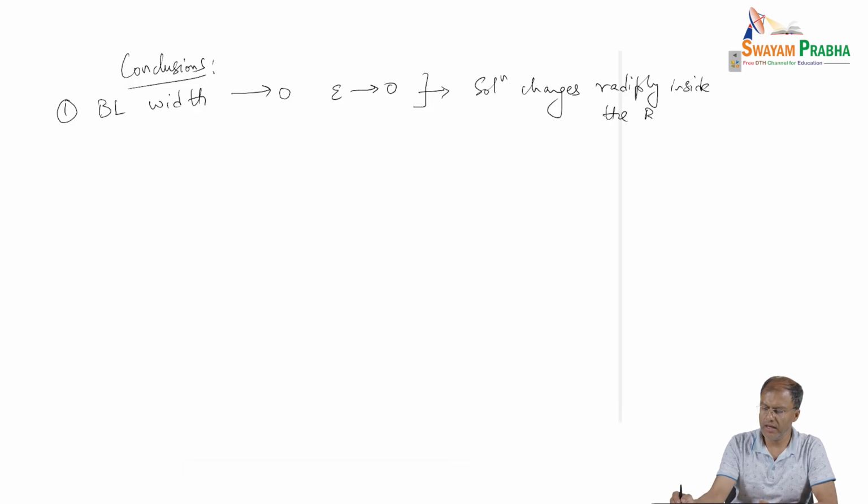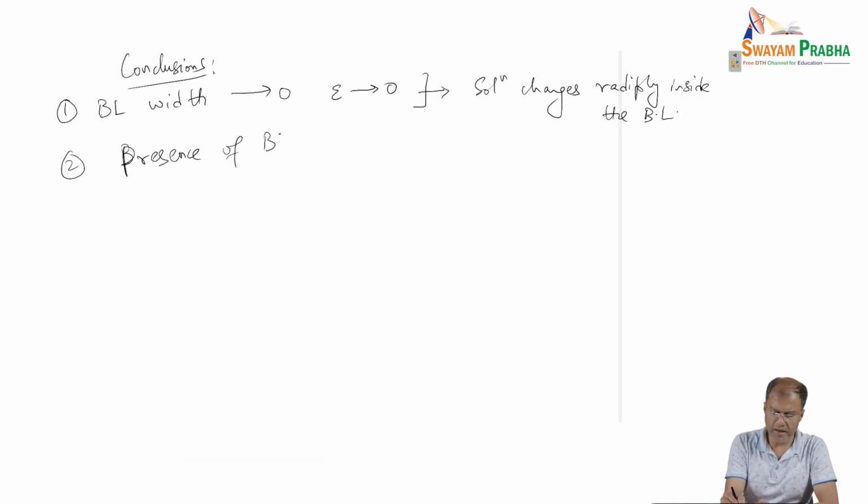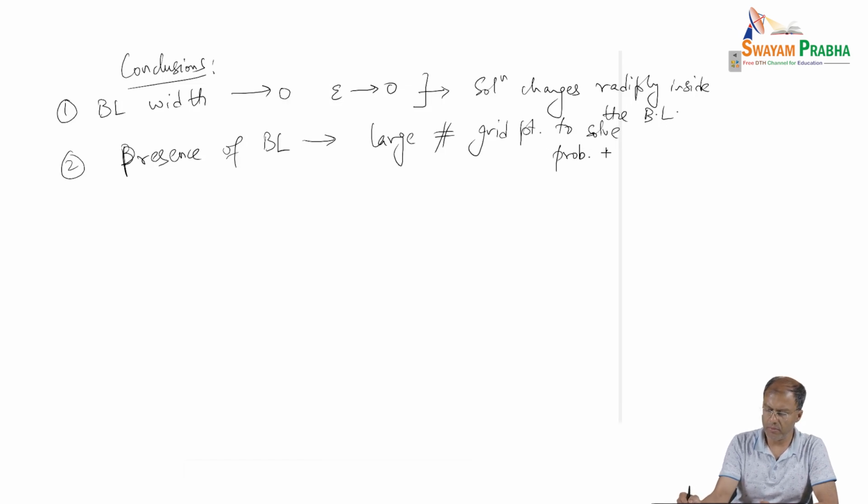The other observation that I have is that the presence of a boundary layer implies that we need to take a large number of grid points to solve the problem numerically. Large number of grid points to solve the problem numerically.